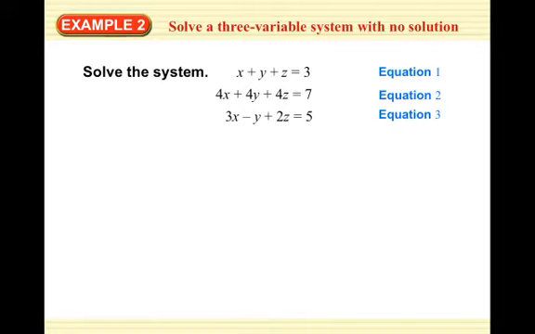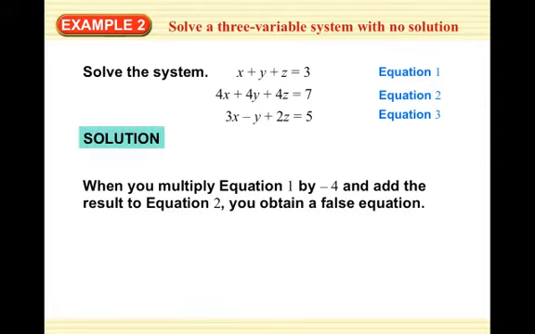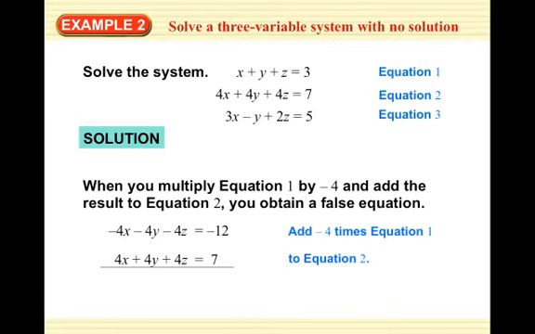All right, so the first thing we do is pick a variable to eliminate. The first thing I see is a plain x, so I go, excellent. I am going to try and get rid of that x. And so I decide I'm going to multiply equation 1 by -4 and add it to equation 2. But when you multiply equation 1 by -4 and add the result to equation 2, you obtain a false equation. Let's look. You get -4x minus 4y minus 4z equals -12, because when you multiply by -4, you have to do it to everything.